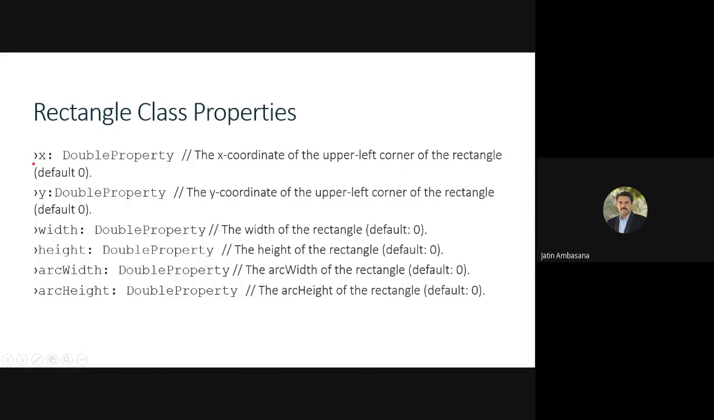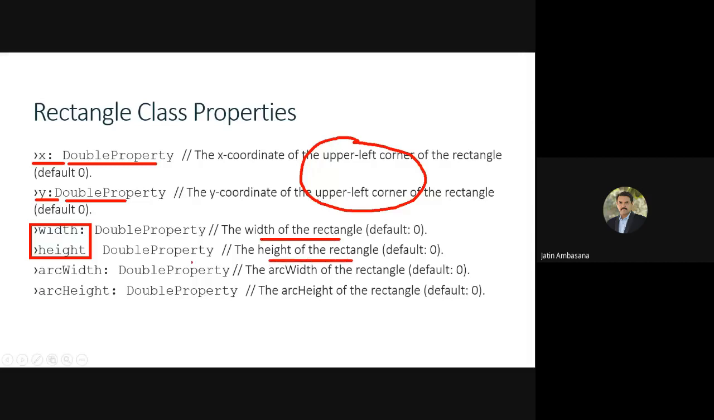So you have X, which is a double property, and Y, which is a double property. This represents the upper left corner, X and Y. Then you have width and height. This is the actual width and height of the rectangle. And then you have arc width and arc height.